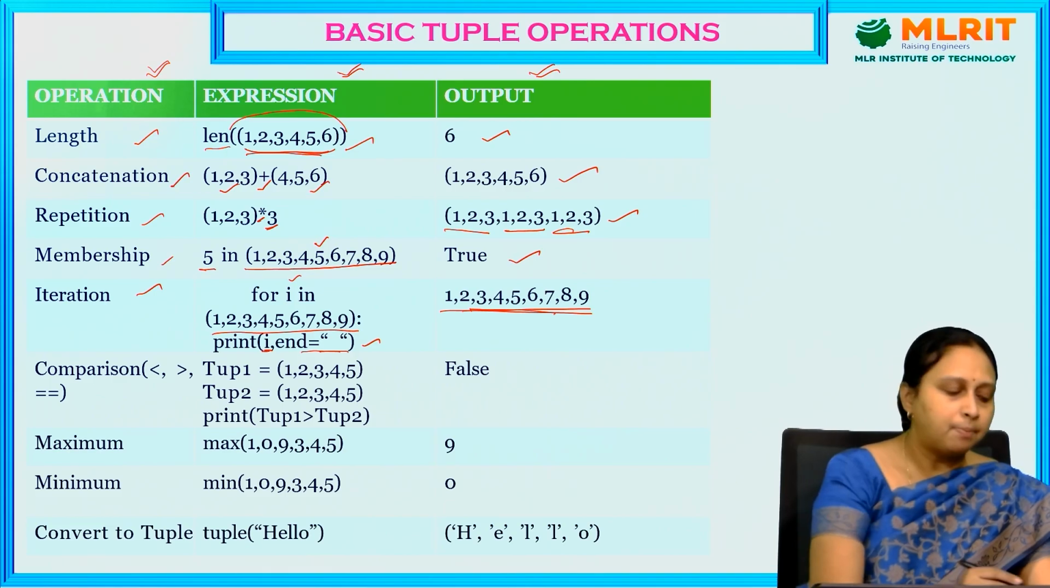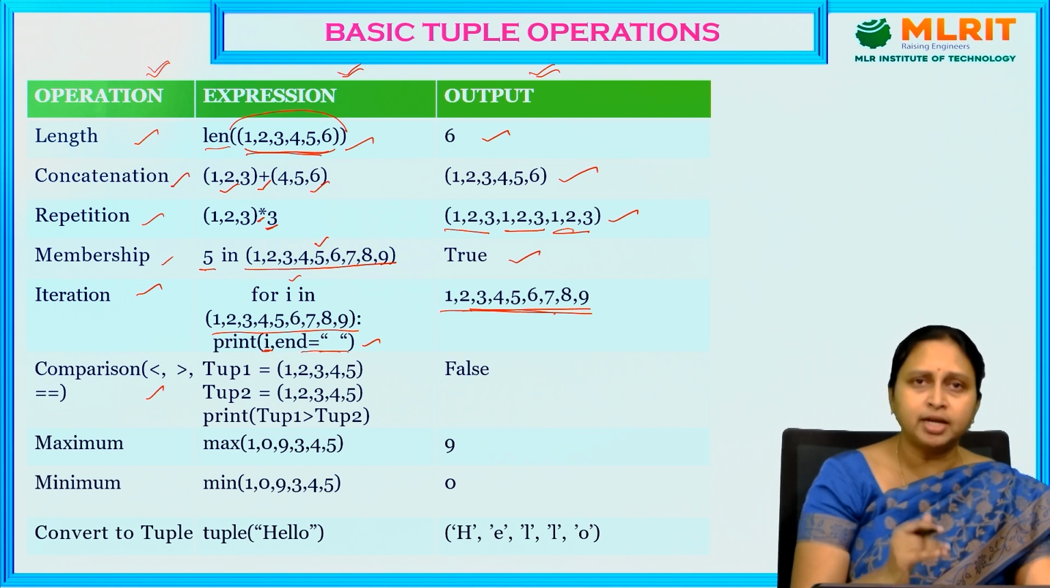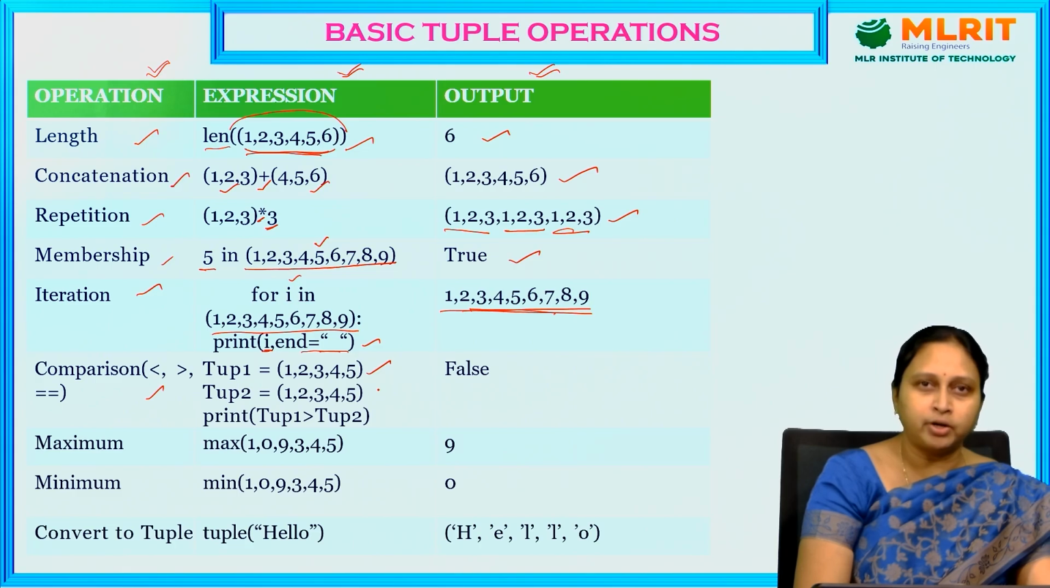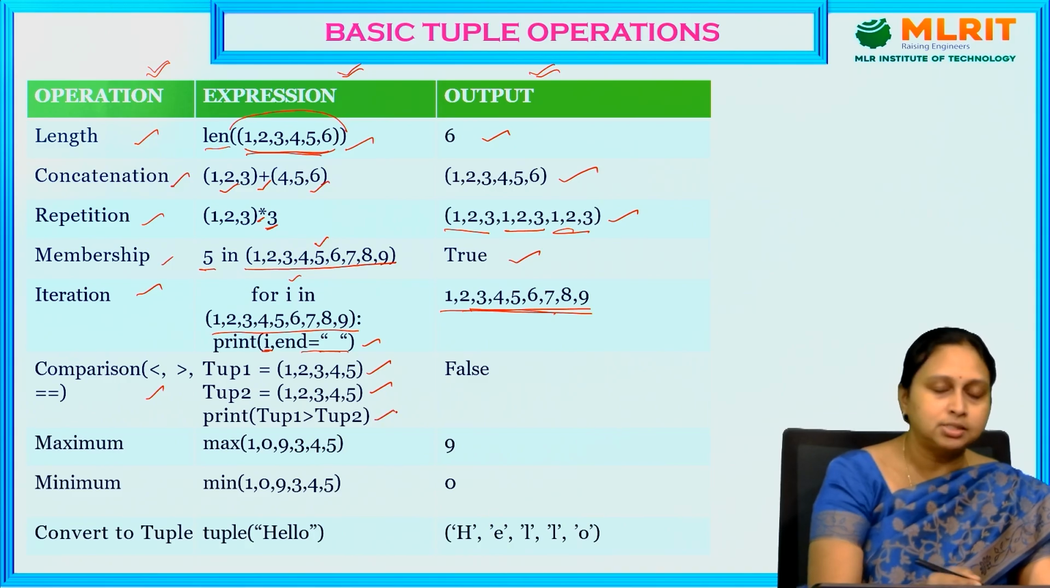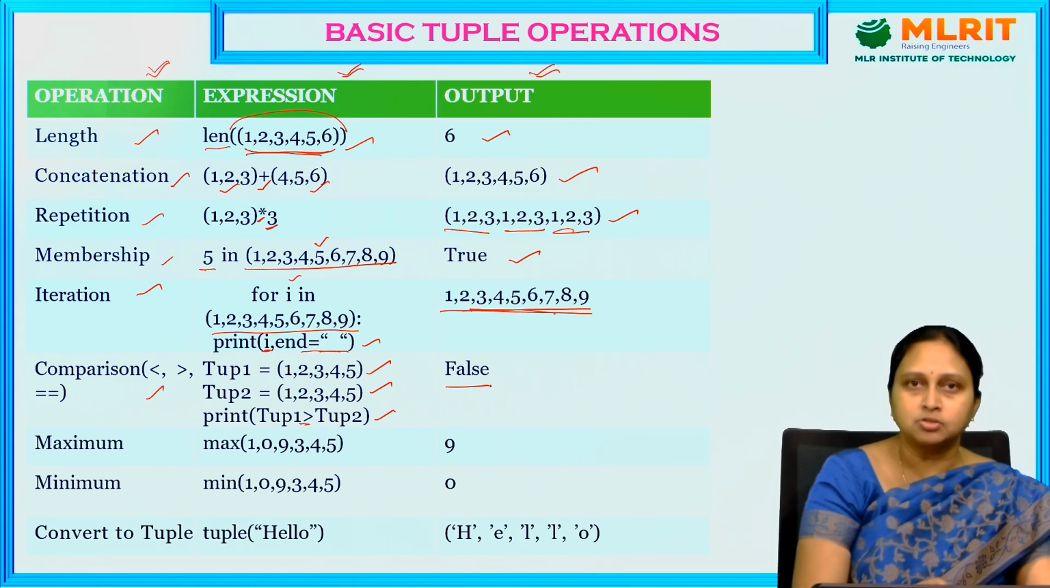Now, next one, we have the comparison function. As we know, comparison means less than, greater than, and double equal to. These are a few symbols that we are going to use, the comparison operators. Here, we can do the comparison of 2 tuples. Suppose I take tuple 1 with elements 1 to 5 and tuple 2 with elements 1 to 5. Now I compare whether tuple 1 is greater than tuple 2 or not. Here, both have the same elements, so if you do the comparison of greater than, it is going to return the Boolean value false. Why? Because both have the same elements, so it returns false.